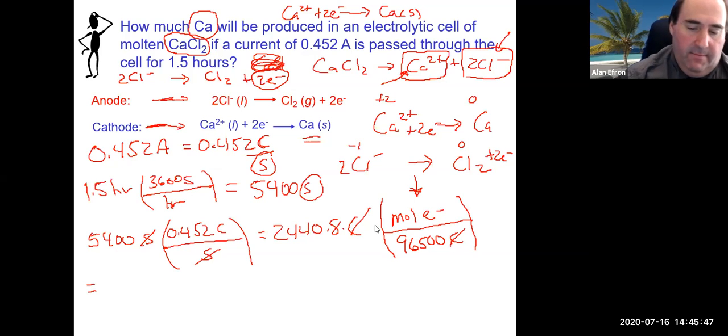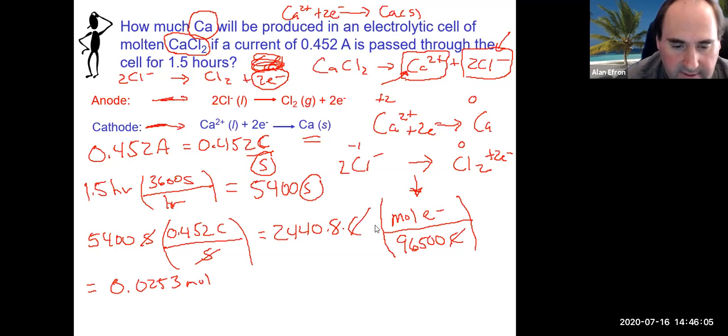And that will give you the moles of electrons, which will be, we'll go with 0.0253 moles of electrons. So again, time times the amperage gives you the charge for the cell. Charge divided by Faraday's constant gives you the moles of electrons.